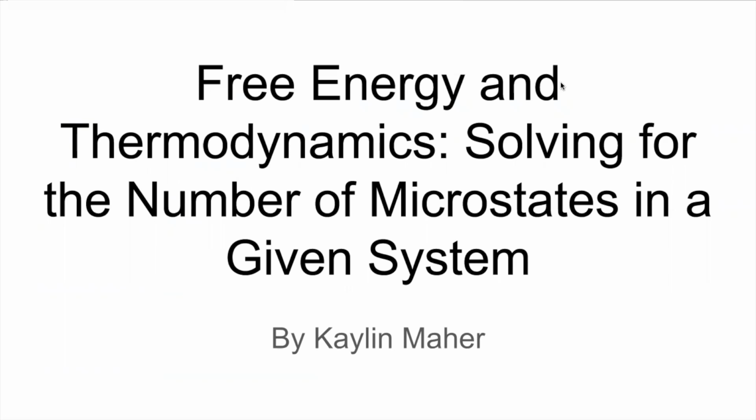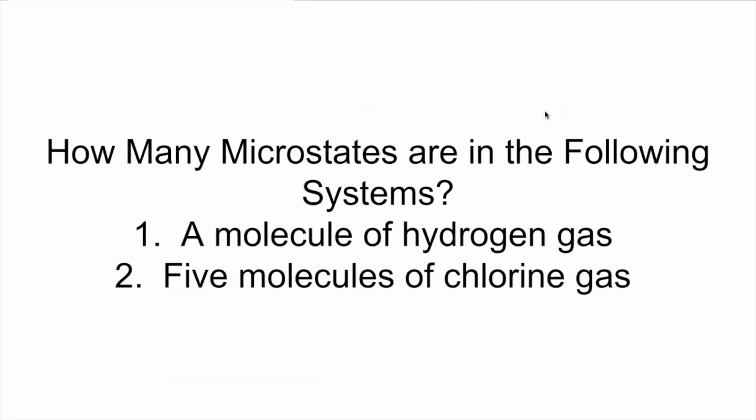The title of my video is Free Energy in Thermodynamics, Solving for the Number of Microstates in a Given System. I will be solving problem set number 7, 1A and C. The problem asks, how many microstates are in the following systems? A molecule of hydrogen gas and 5 molecules of chlorine gas.